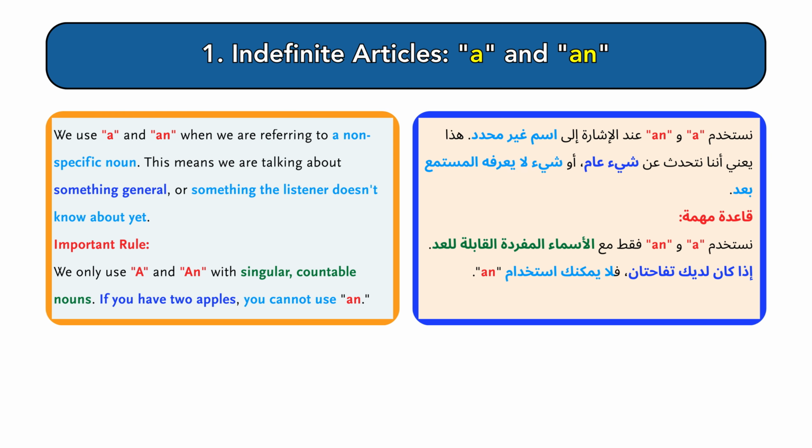Let's start with the indefinite articles, a and an. We use these when we are referring to a non-specific noun. This means we are talking about something general, or something the listener doesn't know about yet. Important rule. We only use a and an with singular, countable nouns. If you have two apples, you cannot use an.